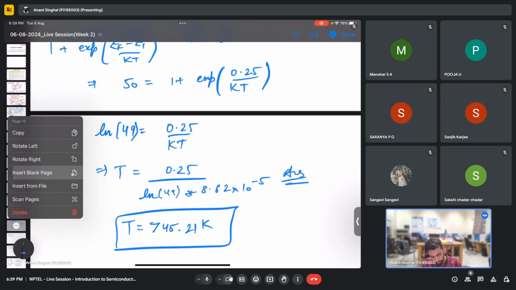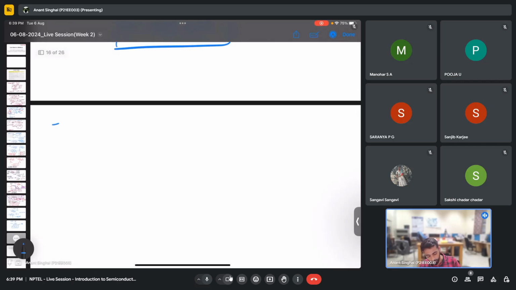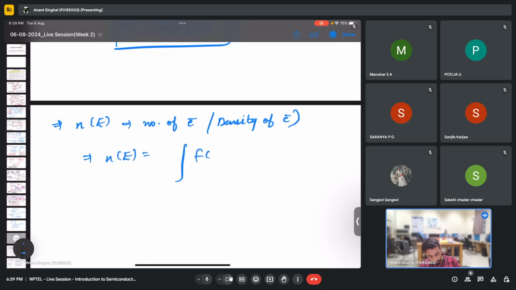So I hope it is clear. Further, what are we interested in to calculate the carrier density? What we are most interested in is the number of electrons, that is the density of electrons that we have from the density of states, which generally gets calculated by using the integral of the Fermi function that we read, and the density of states that we read, over some energy integral.